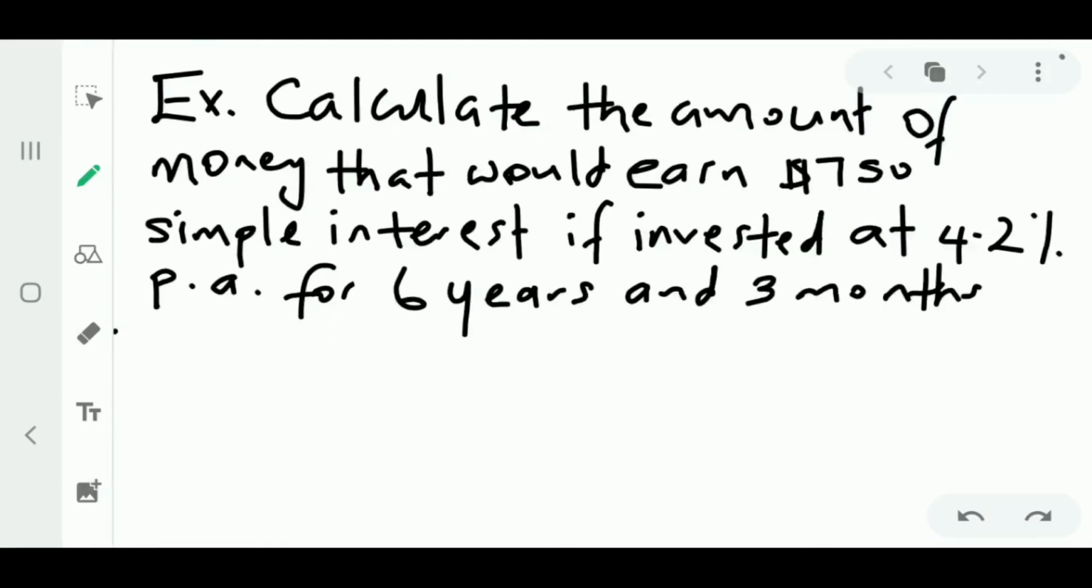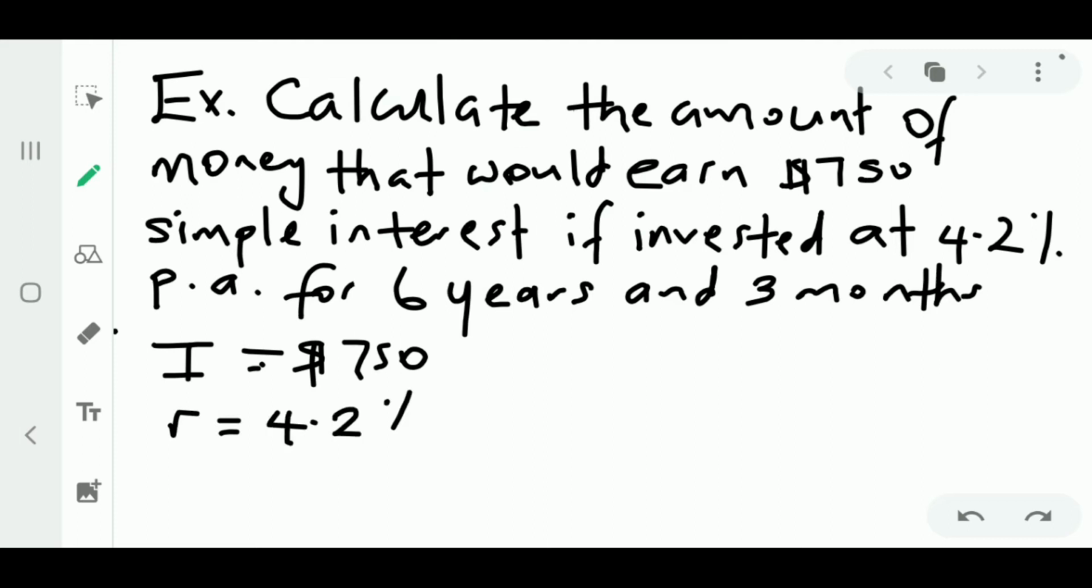So we have this example here. Calculate the amount of money that would earn $750 simple interest if invested at 4.2% PA, which means per annum, for 6 years and 3 months. Now, the simple interest I is $750. R is 4.2%. T is 6 years and 3 months, so that is 6 1/4 years.